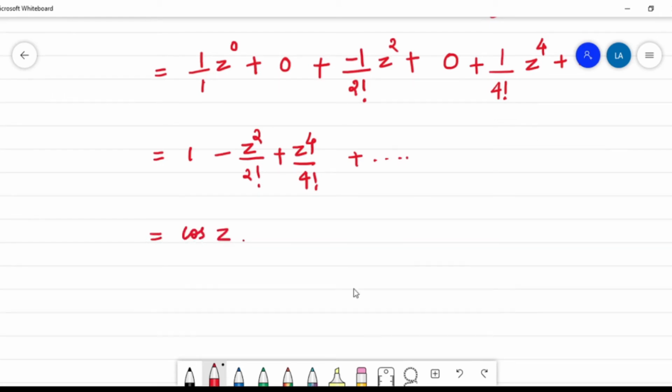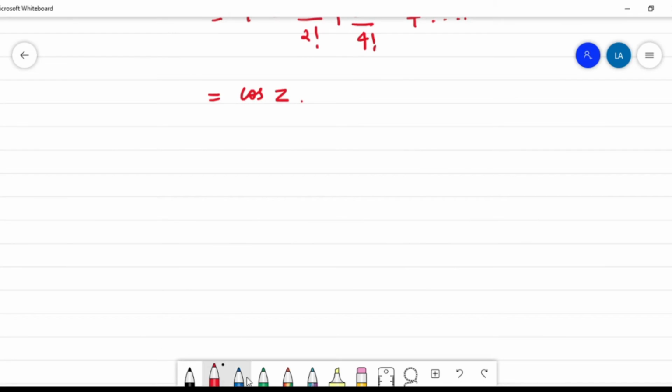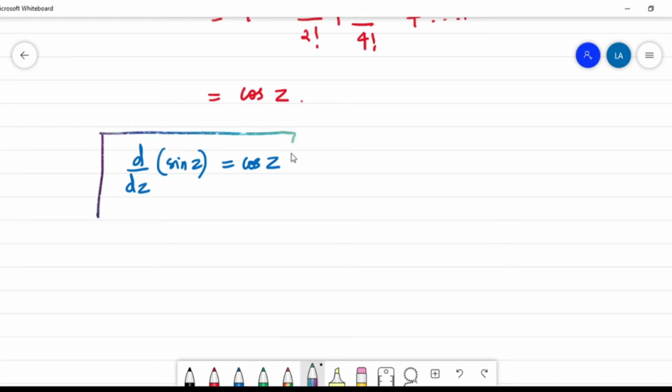So now we got an important result which says that d by dz of sin z is equal to cos z. So we have again proved another property of the trigonometric functions, which behave the same way as we see in the real case.